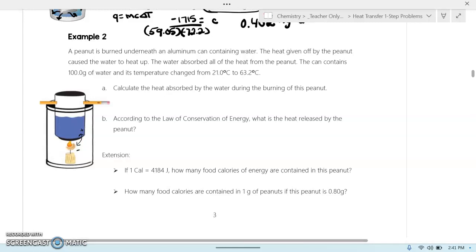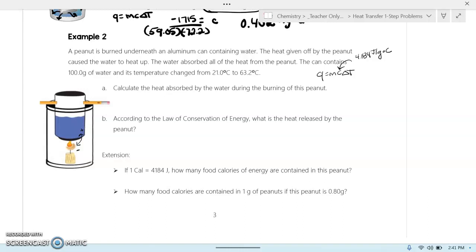And again, we're going to be using Q equals mCΔT for our calculations. Remember, Q is energy, M is mass, C is specific heat, and delta T is temperature change. And the beauty of calorimetry is that we know C of water, 4.184. So we will always start with water and then work backwards if we need to find more information about the sample. So we have our peanut that's burned.